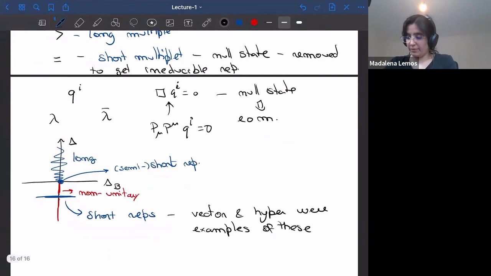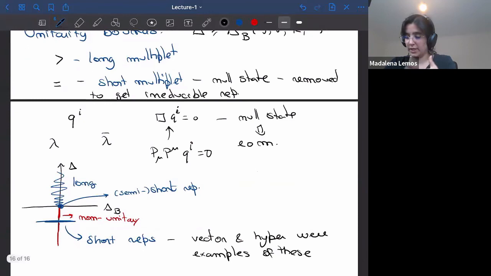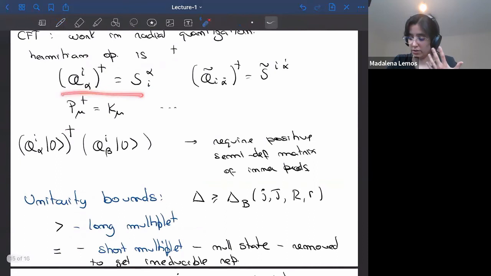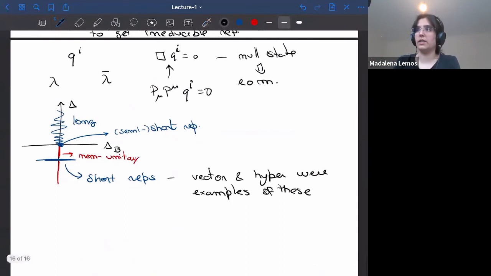So this is a classification game that you can do. You can now act with the supercharges, you know the commutation relations. I've told you what the Hermitian conjugation is, so you know what the inner product on the states is. So you can just compute norms level by level and figure out what are the conditions on the quantum numbers such that the norms are all positive. This is an exercise one can do. I won't do it in detail. It was for the N equals 2 superconformal algebra. It was done long ago by Dolan and Osborn.